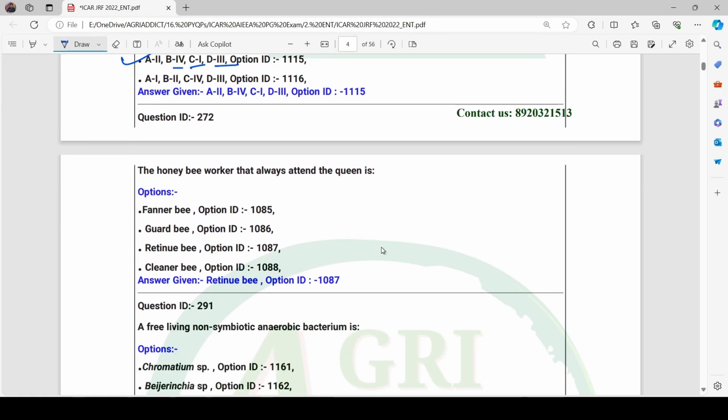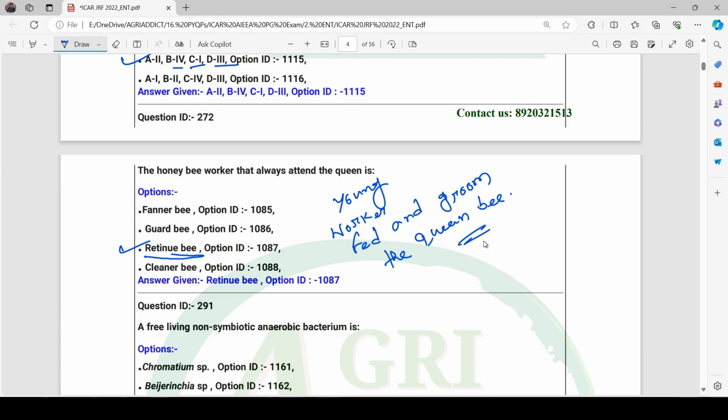Next question is, the honeybee worker that always attends the queen is known as the retinue bee. So what is the function of the retinue bee? They are the young worker bees of the colony, and they mainly feed and groom the queen bee. So this is the role of the retinue bee.